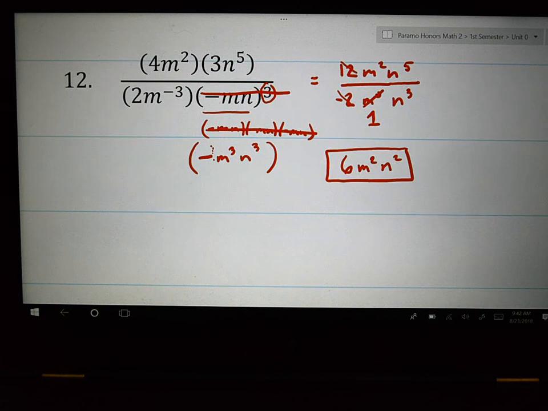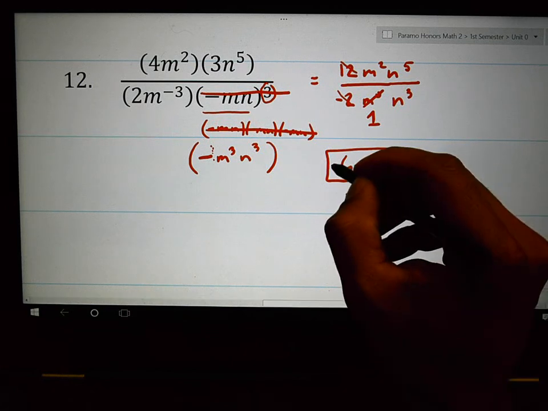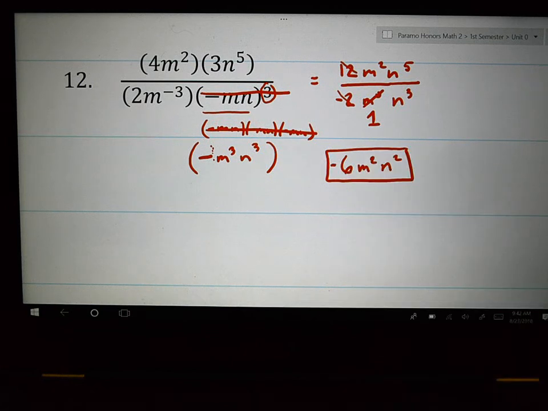Wouldn't the 6 be negative? Yes, it would be. Thank you. Negative 2 goes into positive 12, negative 6 times.